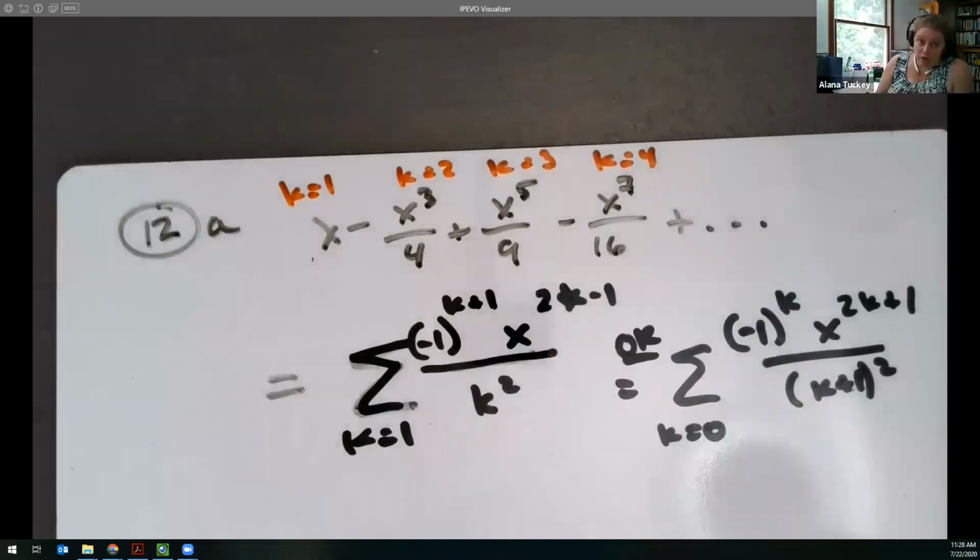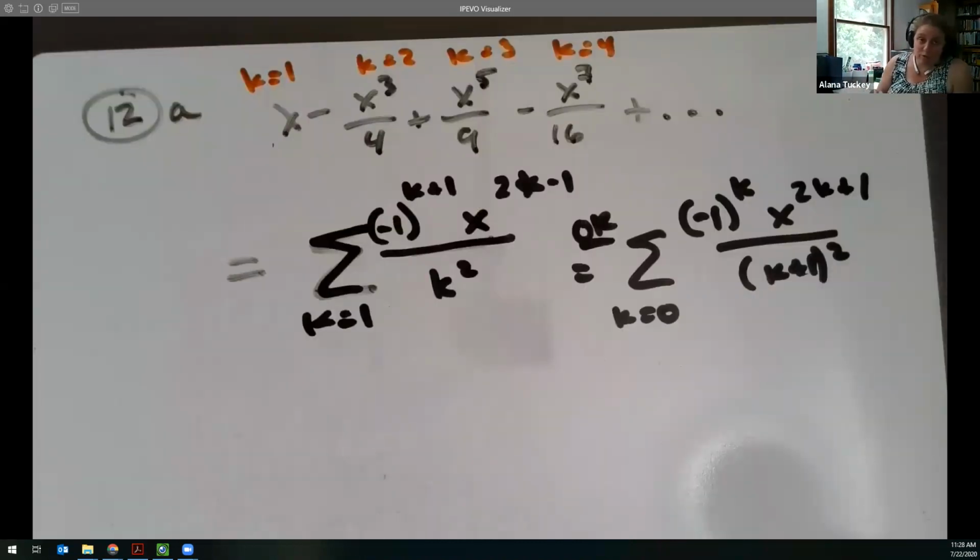They both work. It's kind of whichever one you feel like, right? Because it's not going to change anything. You're still going to have to do the ratio test either way. So it doesn't really make any difference.